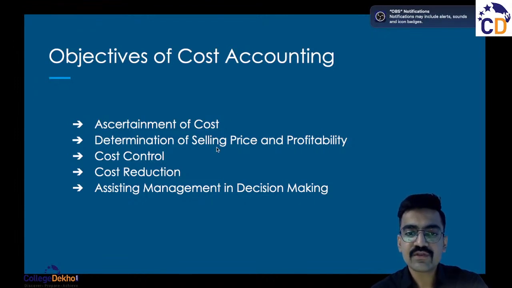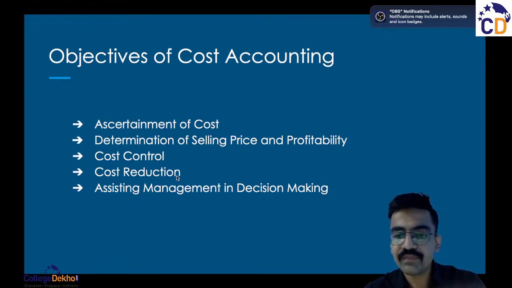And then once these two steps are fixed, we try to control the cost, not letting it go beyond a certain level, so that our profit margin will ultimately increase, right? And once these costs are controlled, we do not allow them to go beyond a certain level. And after these costs are controlled, then comes the process of cost reduction.